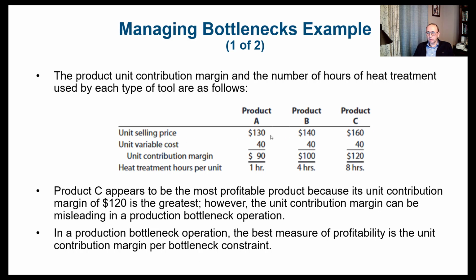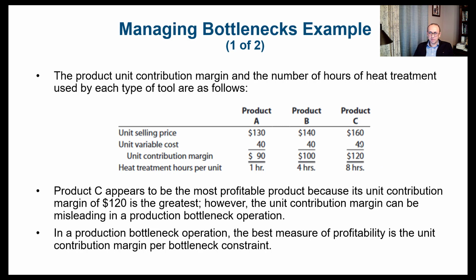Here you see the unit selling price for product A is $130, for B is $140, and for C is $160. So you can see that the most expensive product, or the highest selling price for these three products, is product C. The variable cost is the same for all three products, which is $40. The contribution margin is actually the highest for product C, which is $120, and it's lowest for product A, which is $90. The heat treatment hours per unit, which is considered to be the bottleneck for this production, is only 1 hour for product A, 4 hours for product B, but it's 8 hours for product C.